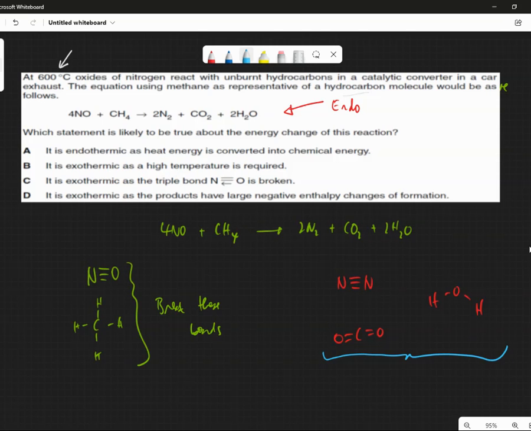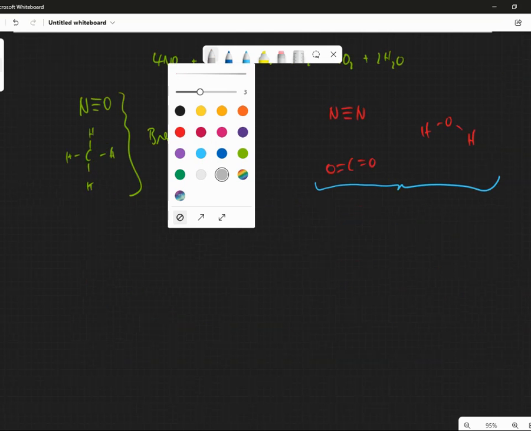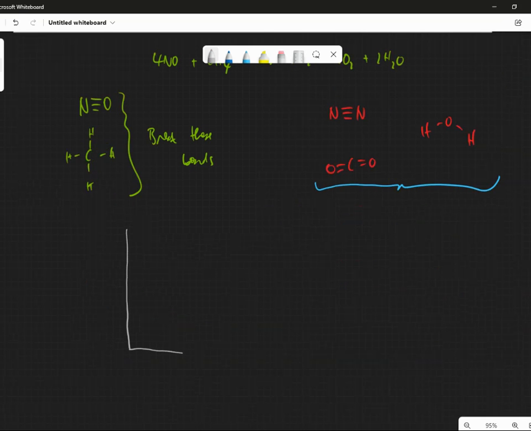Anyone? Yeah, we get lots of energy. Let's draw an energy diagram for this. I know you think I'm going on about this a bit too much, but these energy diagrams, you've got to understand it in terms of these graphs. So what do we start with?